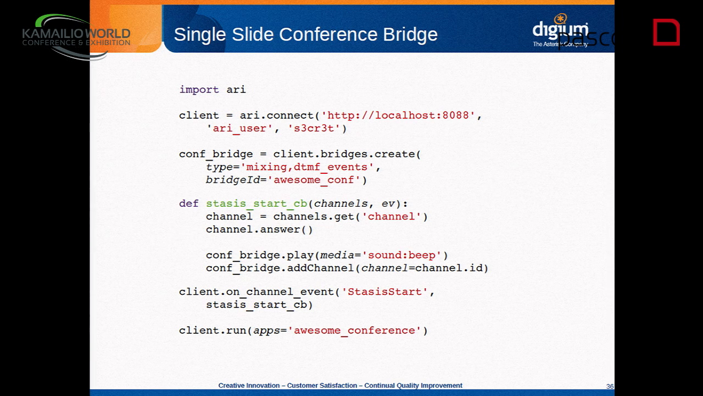We're going to register for an event. Stasis start is what happens when a channel enters into the application. That's the event that signifies that a channel has entered into your dial plan application and has been handed over to it. Then we just tell our application to run. We're running Awesome Conference. Now here's what's kind of cool. When a channel enters in, this callback gets called. We're going to answer the channel. You're going to notice that we're going to actually play media directly to the bridge. Bridges are objects, and you can manipulate them as first-class citizens using the API.